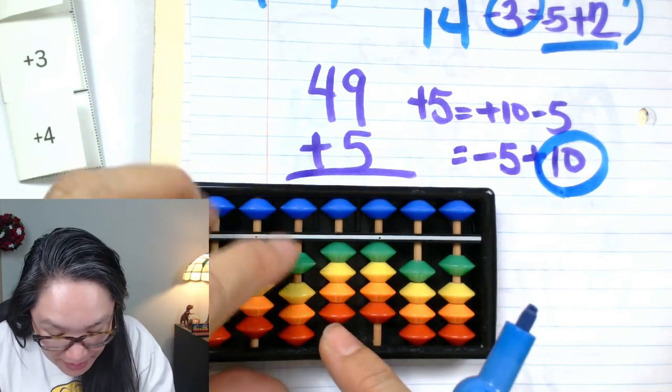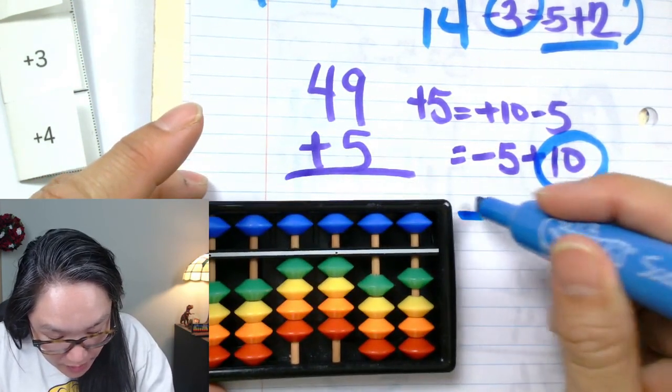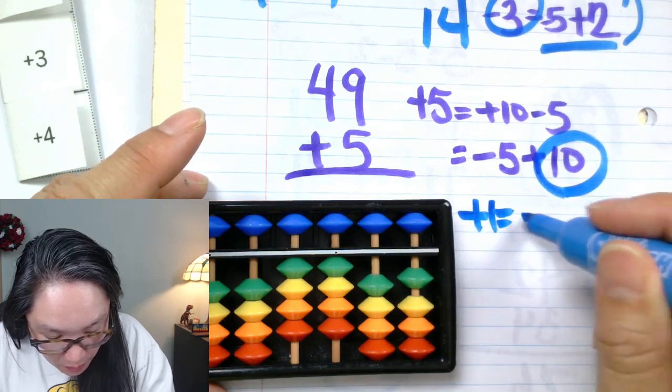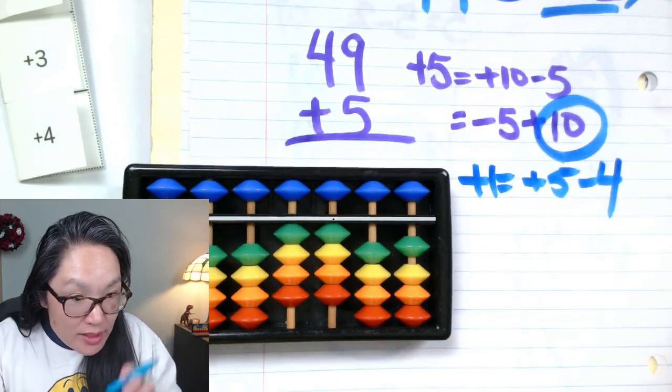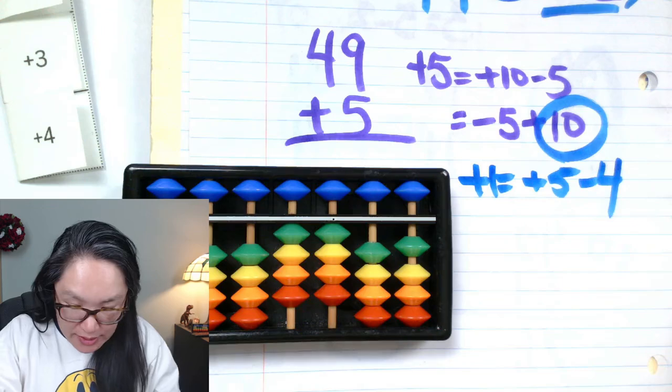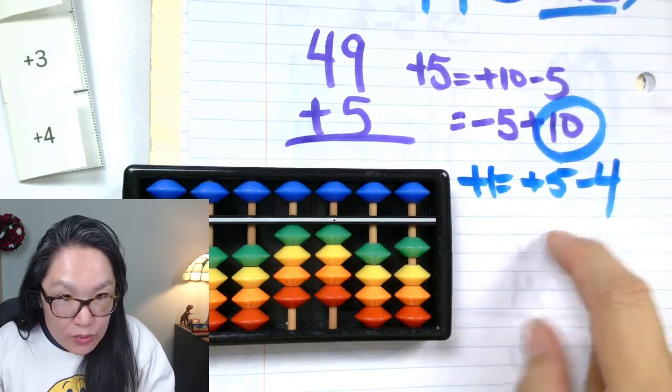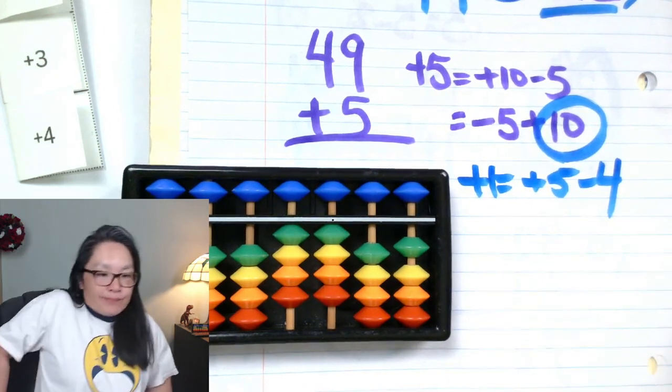So I didn't have enough beads to add the one. What can I do? Well, plus the 1 is equal to plus the 5 minus the 4. So that was another step that we just did, right? But we knew this. We know how to make a 5.